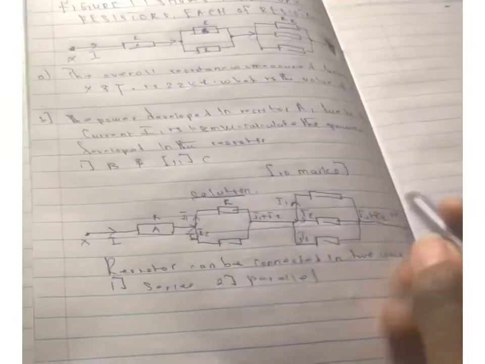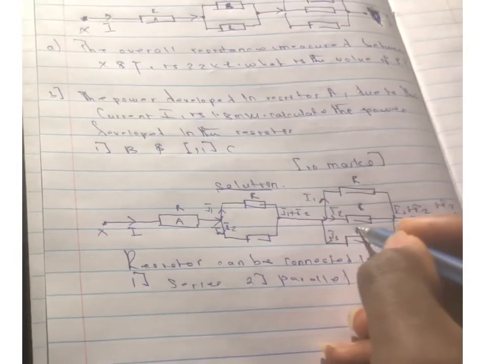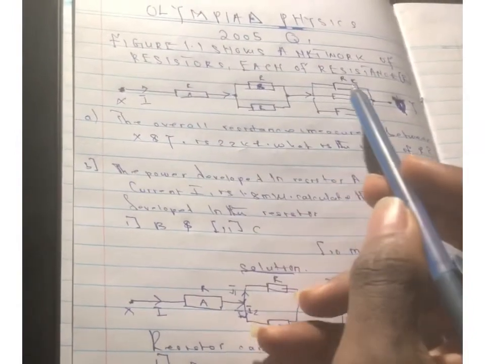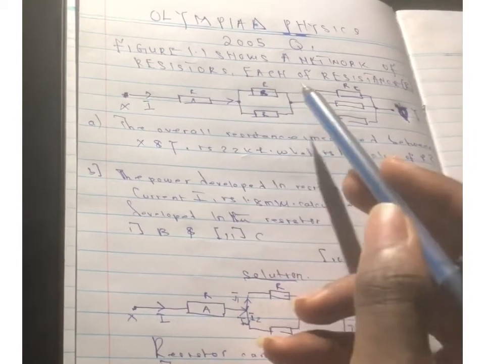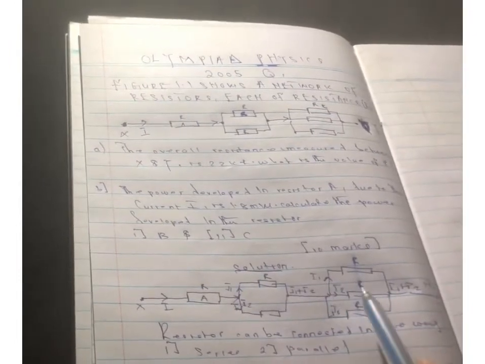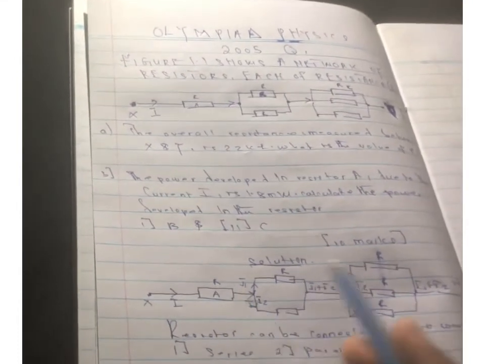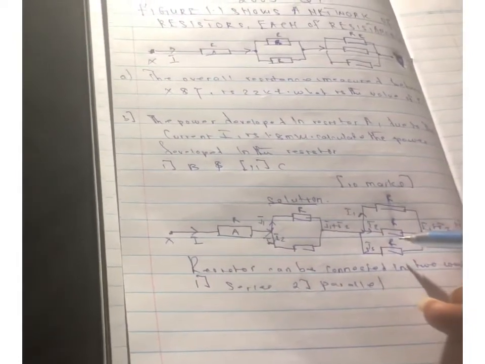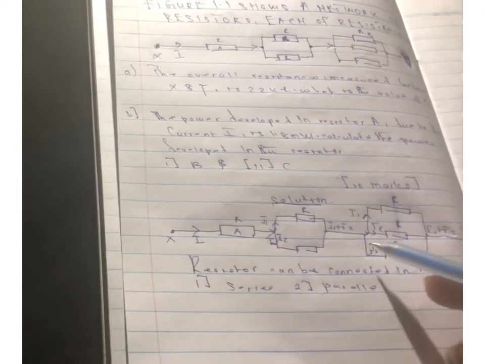So now when you look, you notice that this resistor R and R are all connected in parallel, because there's a network of resistors, each of resistance R. So it means this resistor has a resistance of R, this has a resistance of R, this has a resistance of R, continuously. And we know that all the resistors you are seeing here are connected in parallel. Why? Because they have the same potential difference, but different current.